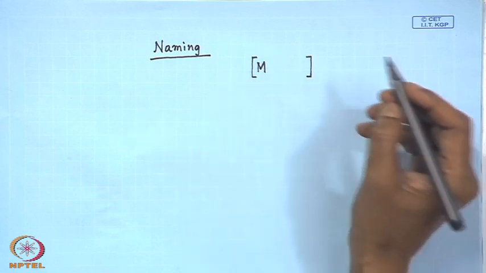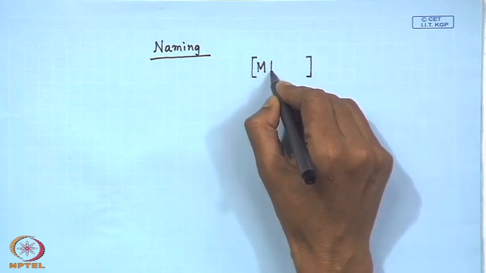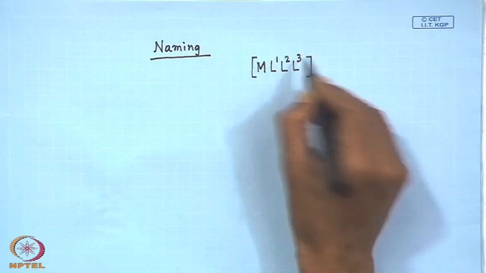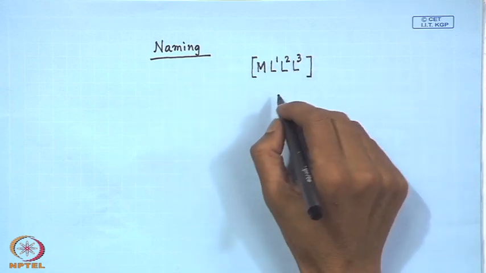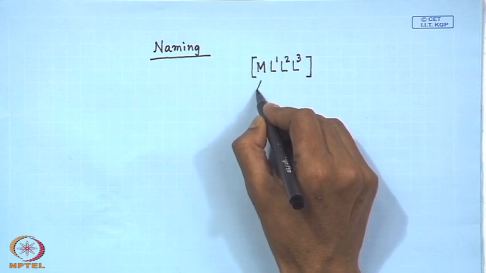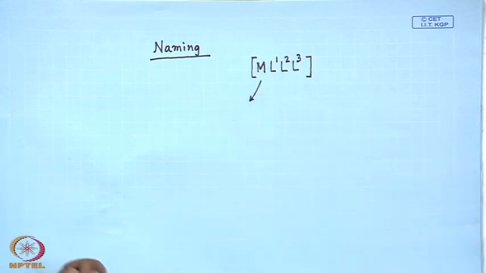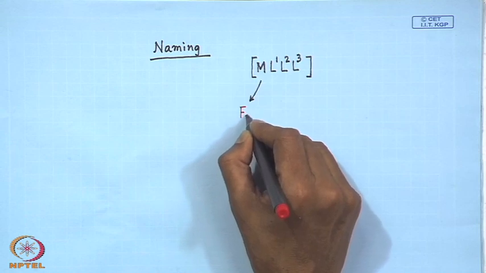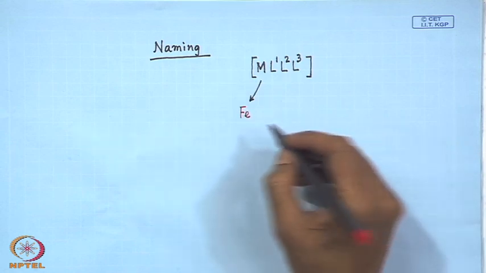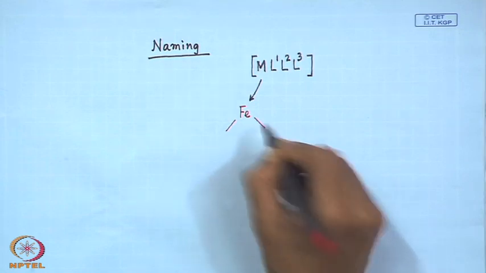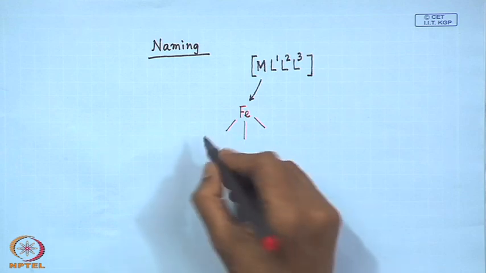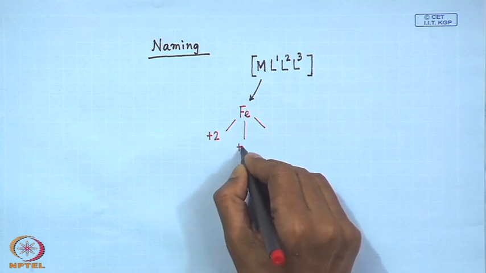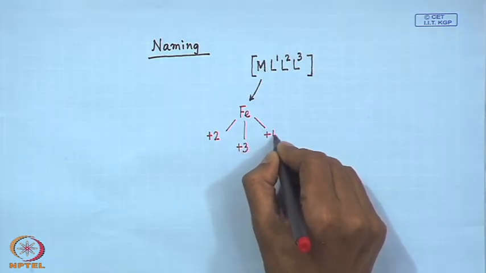Then we have the metal and the different types of ligands, say L1, L2, L3, etc. And while doing so, we will find that this particular metal center, say if it is iron, we have iron there, and depending upon the nature of the different oxidation states, it can be present there as +2 or +3 or +4.